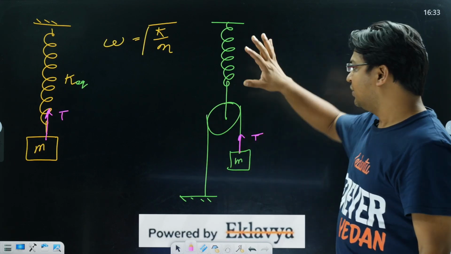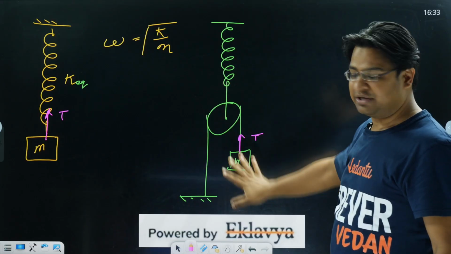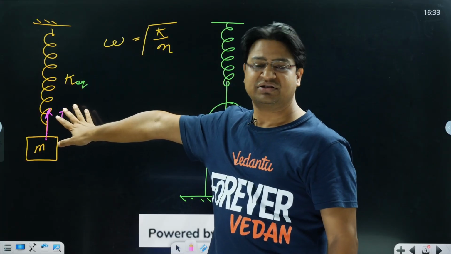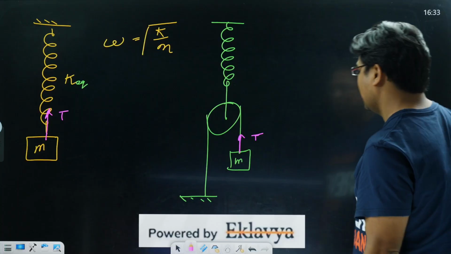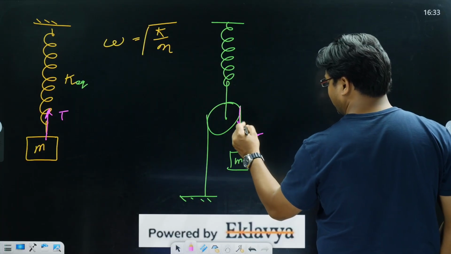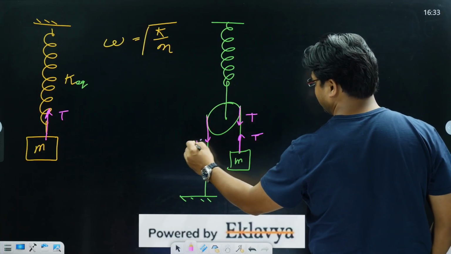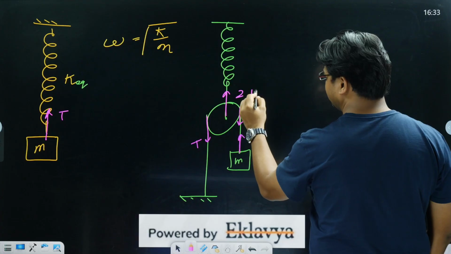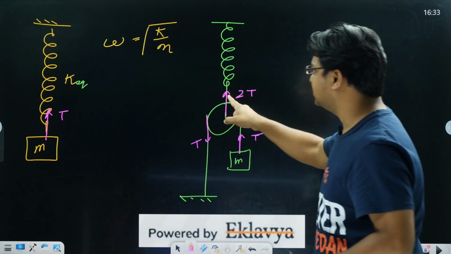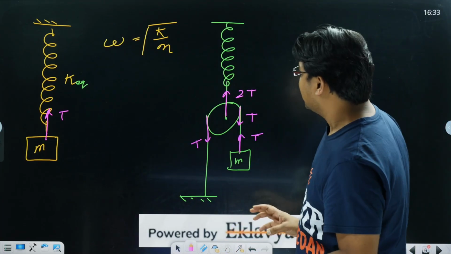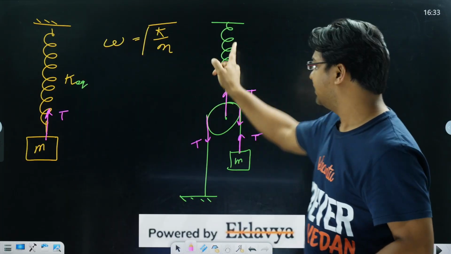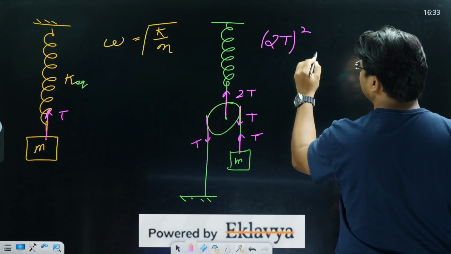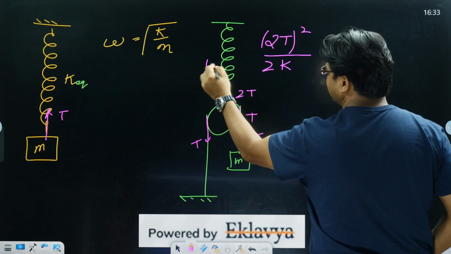Apart from that, whatever spring energy is stored in this arrangement, the same energy should be there in this arrangement as well. Let's see. If the force here is T, we know that the force in this string is T, the force in this string is T, the spring is massless, the pulley is massless, and therefore the force here should be 2T, which basically means that this spring is exerting a force of 2T. Now, if I'm trying to write the energy of this spring, I would write it as force square by 2k, where k is the spring constant of this.